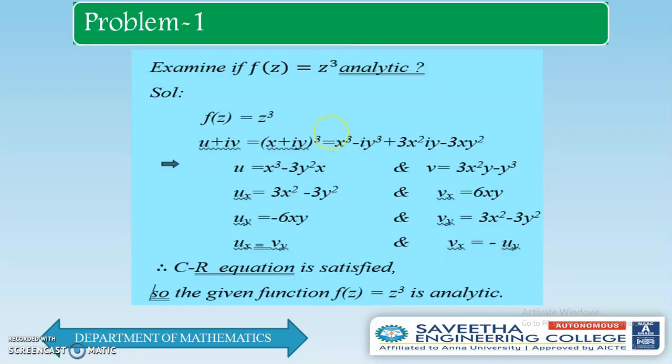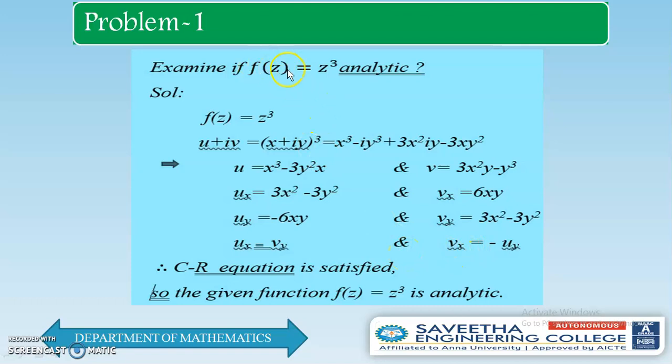We shall see the problems here. Problem number 1: examine if f of z equal to z cube is analytic or not. What is analytic? The CR equations must be satisfied, that is ux equal to vy and uy equal to minus vx, or you can write minus uy equal to vx. Both must be the same.